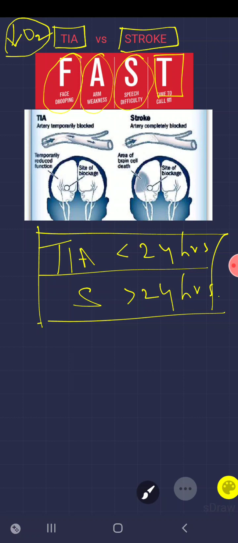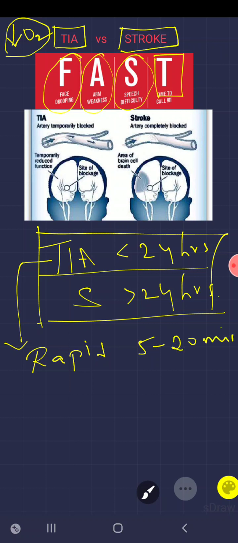For MCQ purposes, if you have to know specifically, in TIA the onset would be rapid, and it would start somewhere within 5 minutes and mostly last for 20 minutes usually. But anything less than 24 hours is still counted.